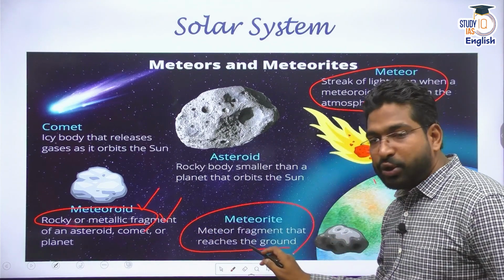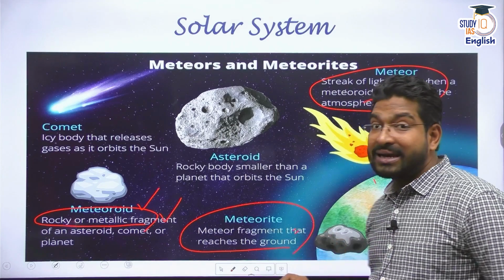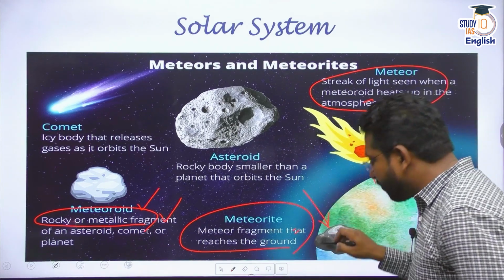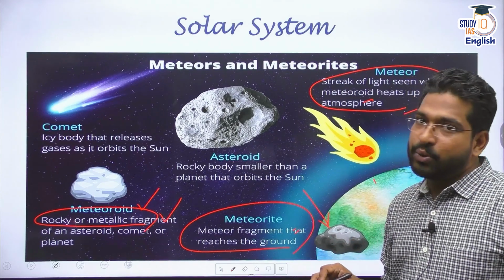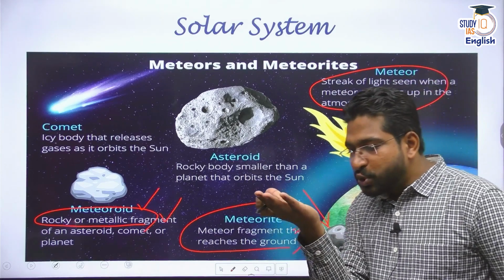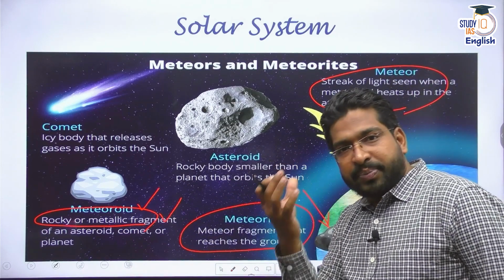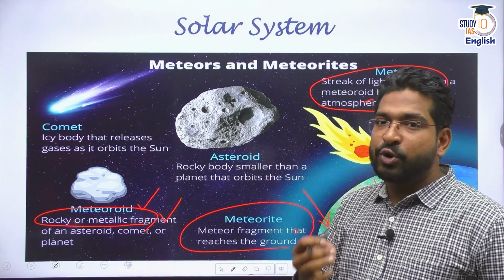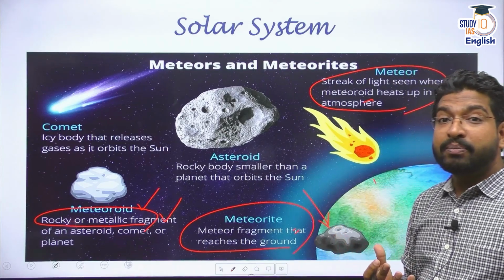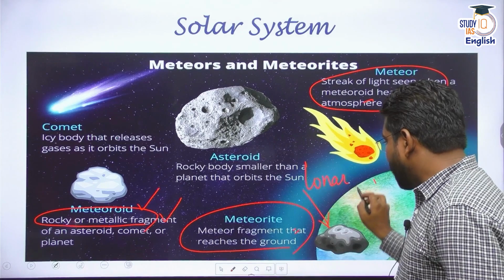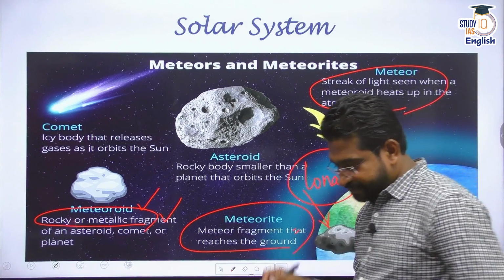A meteorite is a meteor fragment which reaches the ground, and that means it is going to hit or impact Earth's surface, and once it impacts the Earth's surface, it is going to create a depression, and over a period of time, if water fills that depression, we can get meteorite based lakes. One example of a meteorite based lake is the Lonar Lake from Maharashtra, right?